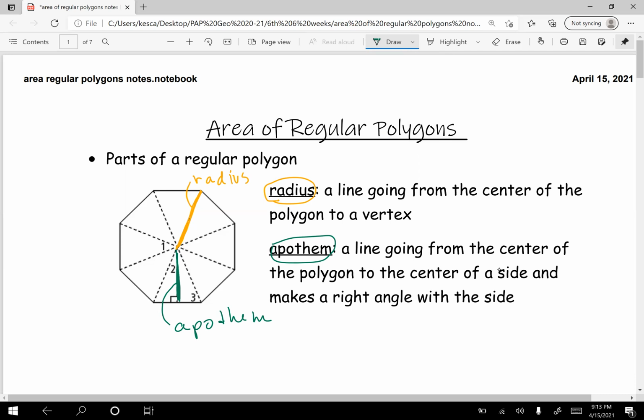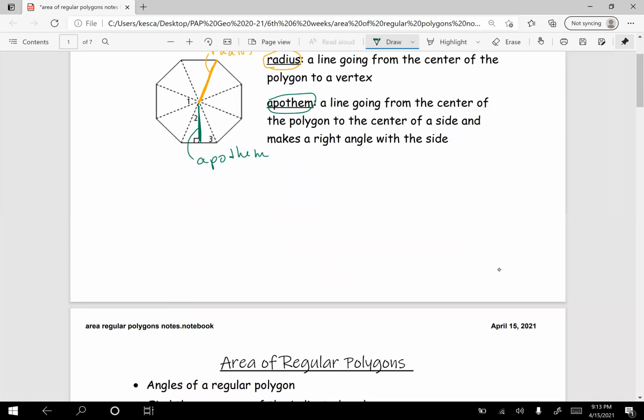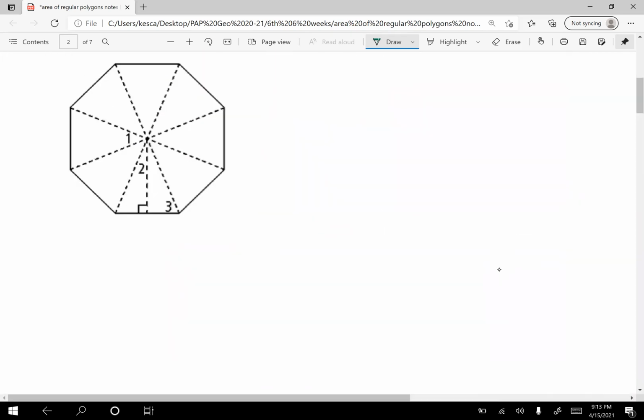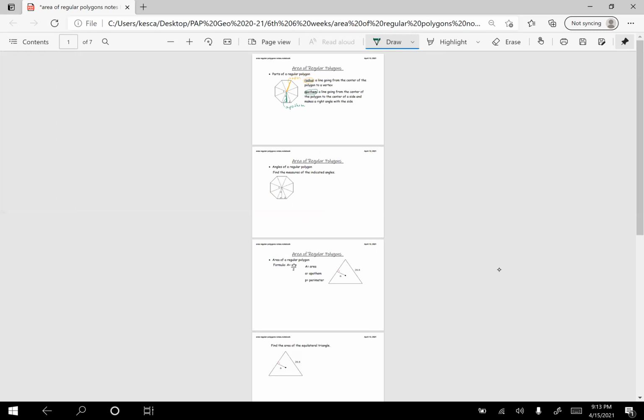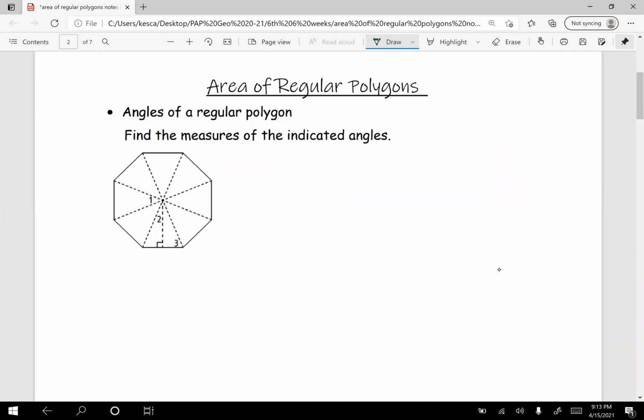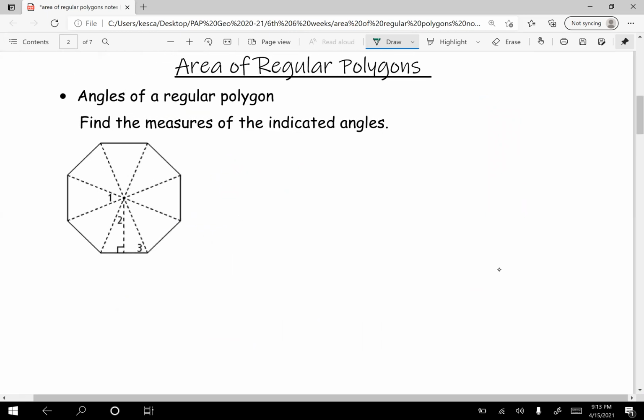So now we're going to go on to our next page here, and we are going to find the measure of these angles. Sorry about that. My screen's not quite cooperating with me right now. Okay, so it says find the angles.